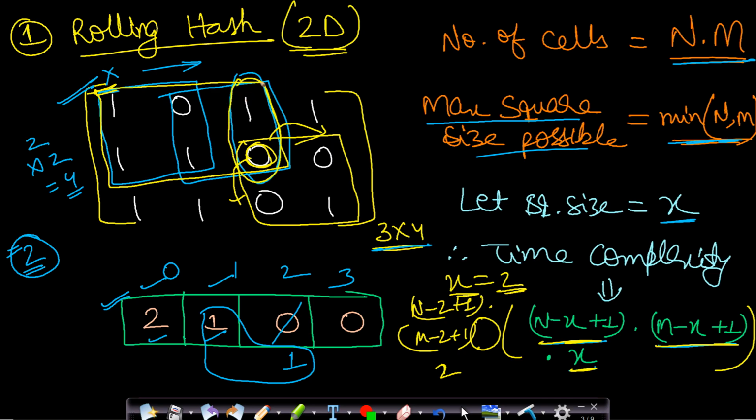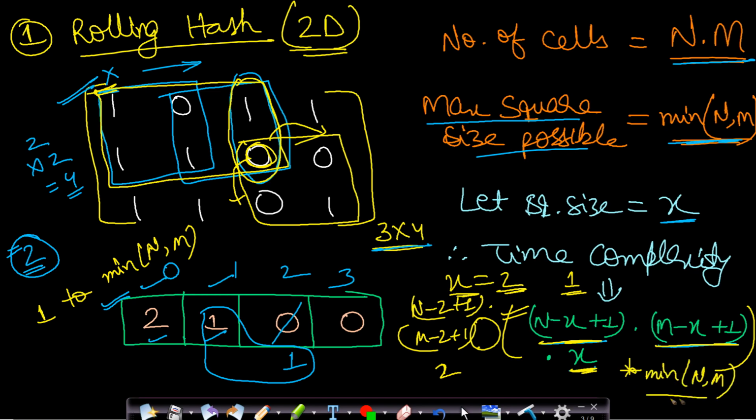So this column will be equal to size x, since this is a square matrix of size x. Okay. So this is the time complexity for only a single sized square matrix, and we need to count all the square submatrices in the size range of 1 to minimum of n comma m. So you will have to multiply it with minimum of n comma m. So this will be the total time complexity using rolling hash, and this can also get accepted in your LeetCode.